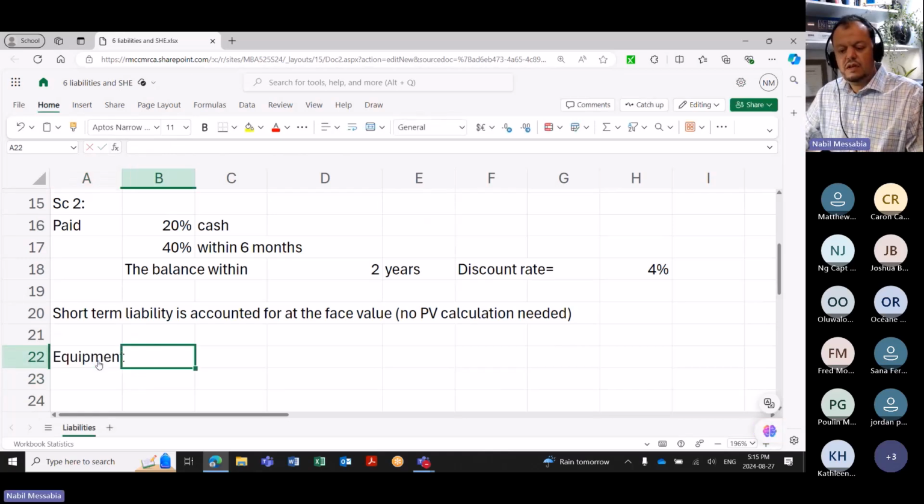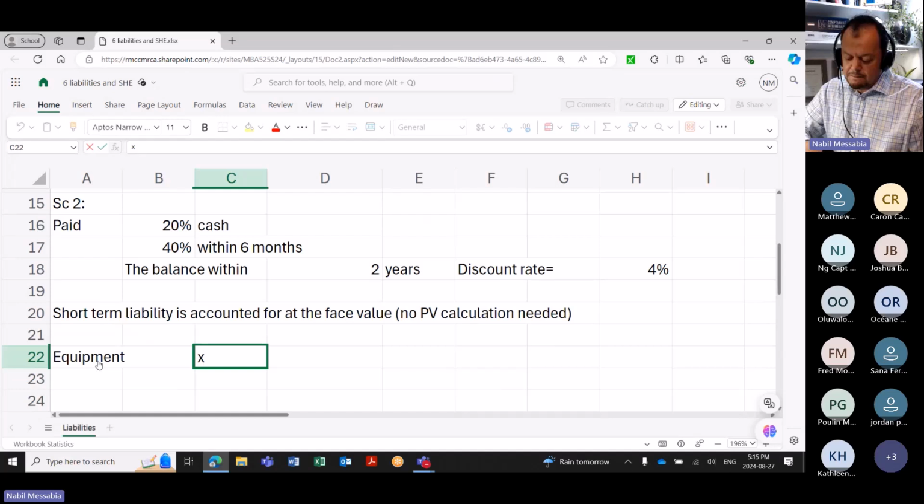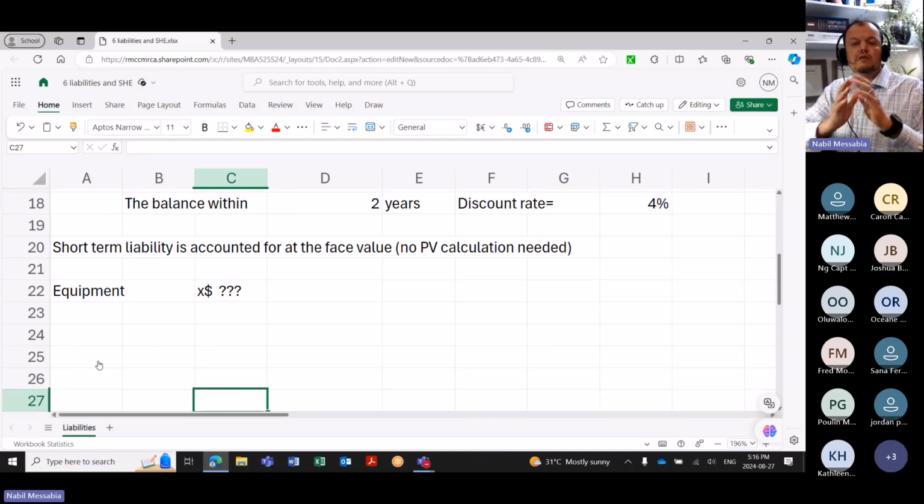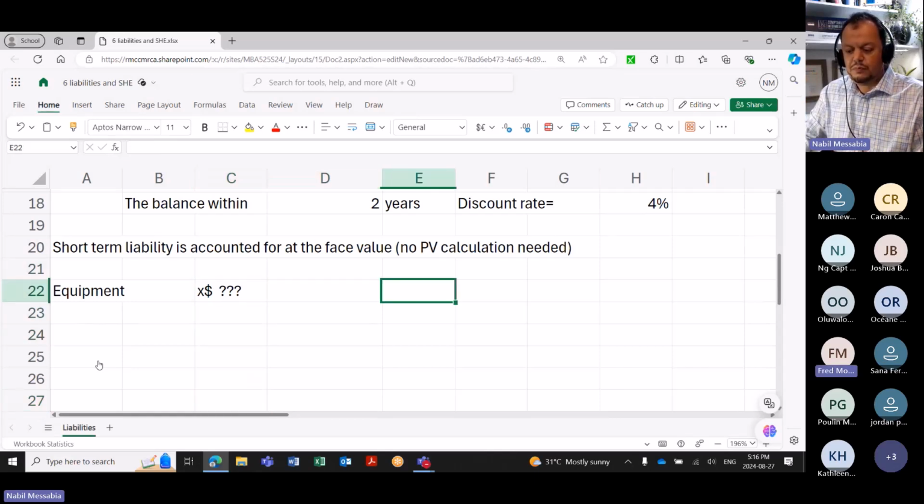Debit equipment for an X amount, I don't know yet. I should not use the listed price now. The book value of the PPE purchase should not be the listed price. It should be the present value of the consideration given. The rule is a PPE is accounted for at the present value of the consideration given. This is worth writing here.